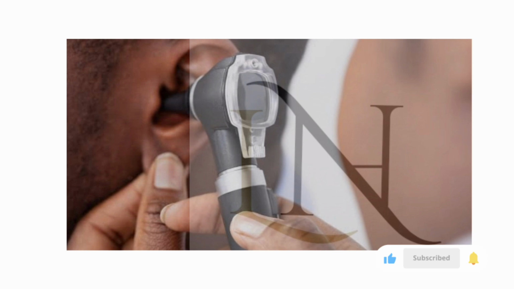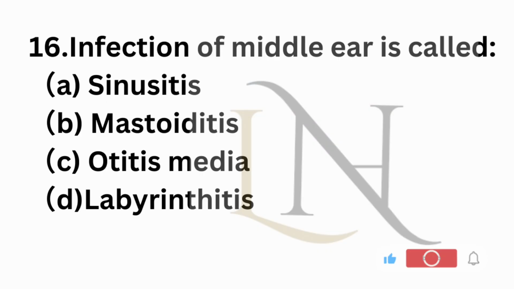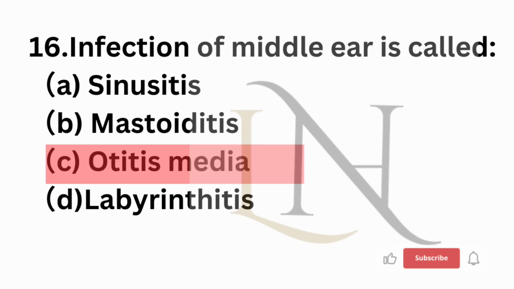Move to the next question. Infection of the middle ear is called: option A, sinusitis; option B, mastoiditis; option C, otitis media; option D, labyrinthitis. Correct answer: option C, otitis media is infection of the middle ear.